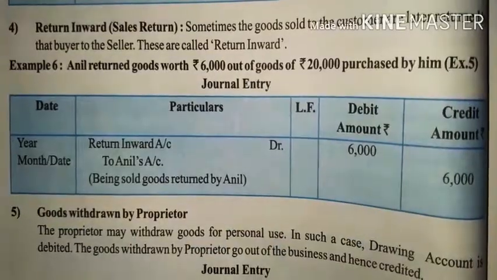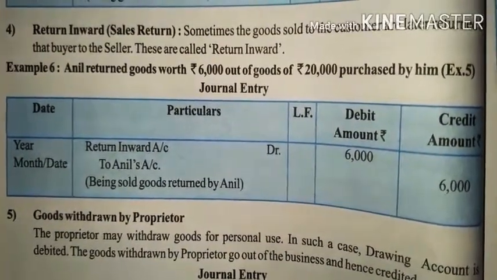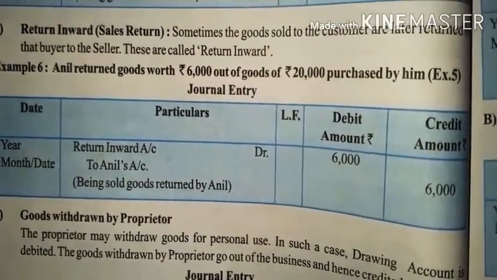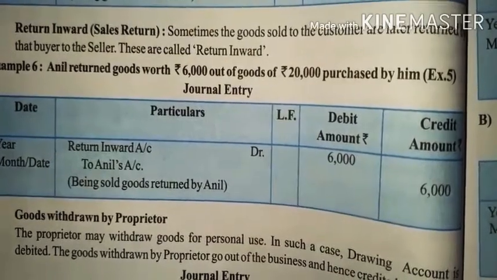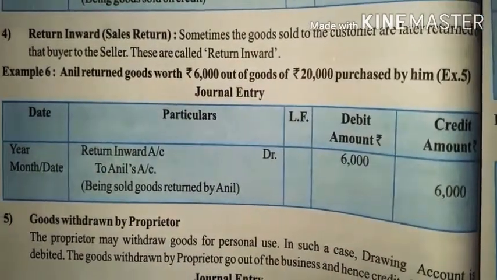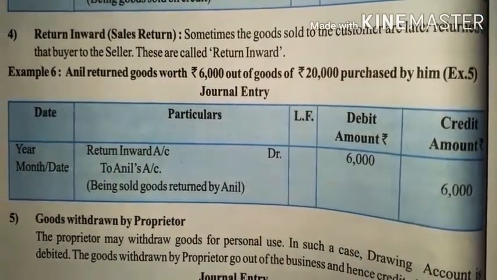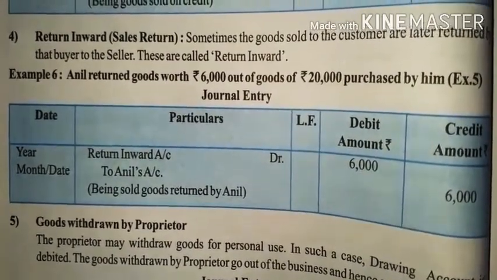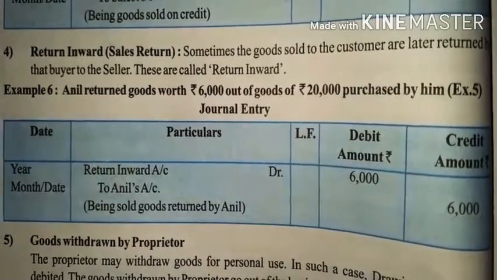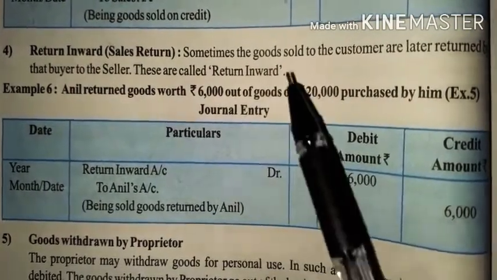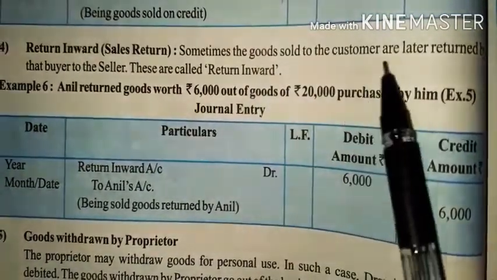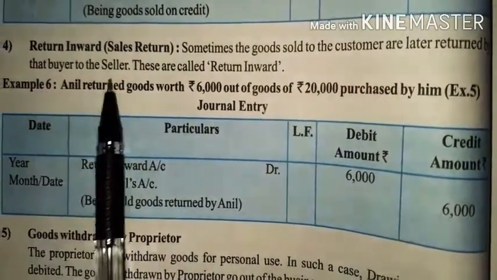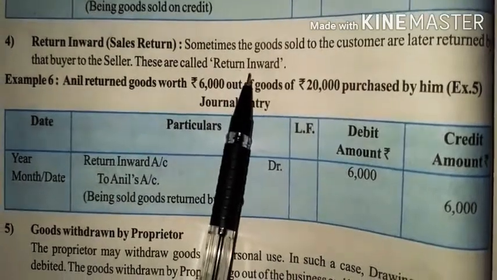Let's take the fourth account, that is return inward or sales return. Now you have to think of this account from the point of view of the seller. Here we are a seller. Sales return will be to us because goods are returned from the buyer back to us. So think from the point of view of a seller. Sometimes the goods sold to the customer are later returned by that buyer to the seller. These are called return inward.